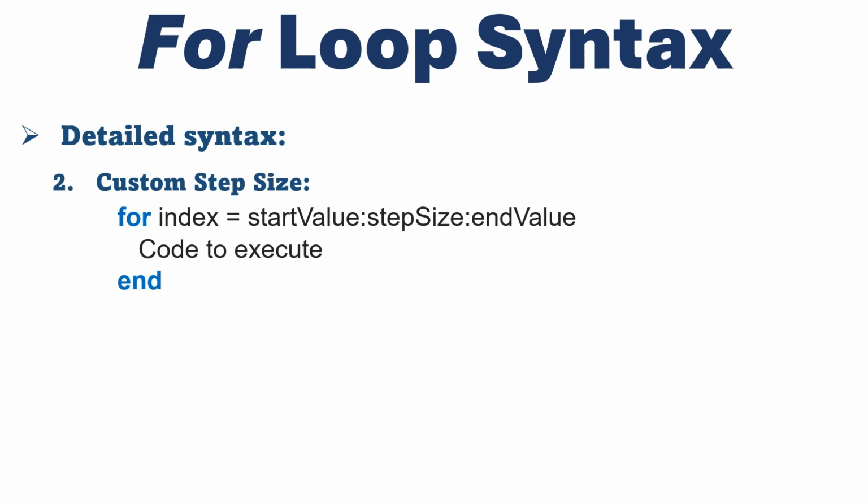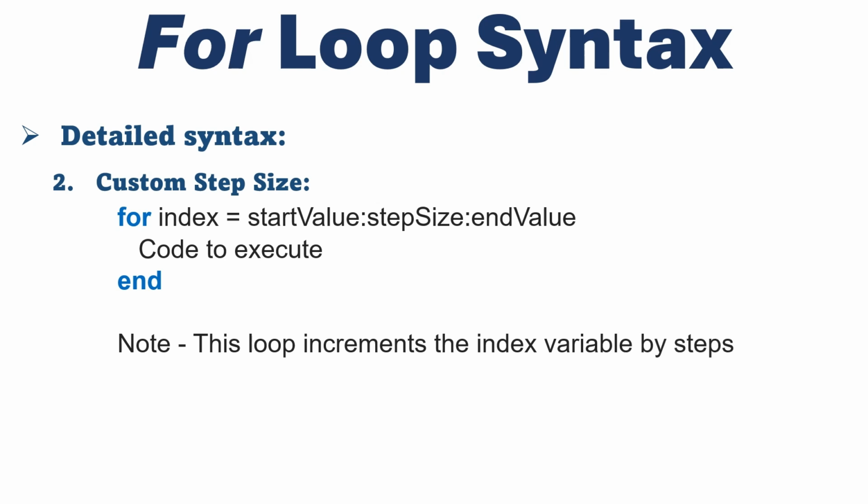And here again, this is important to understand. This loop increments the index variable by the step size on each iteration. So it's in my control what step size I want to increment my for loop by. I can put 2, 3, 4, and I can even put 1. But if I don't write anything, then automatically it increments by 1.